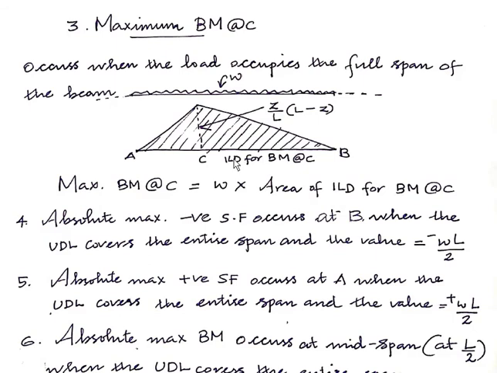And you can see the ILD for bending moment at C here, and the maximum ordinate at C is Z by L into L minus Z. So to have the maximum bending moment at C, the UDL should fully cover the beam span AB, and the value of maximum bending moment at C is equal to load intensity W into the full area of the ILD for bending moment at C, as shown in the figure.